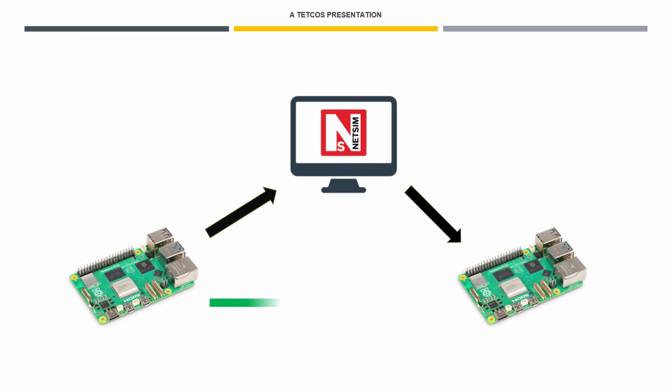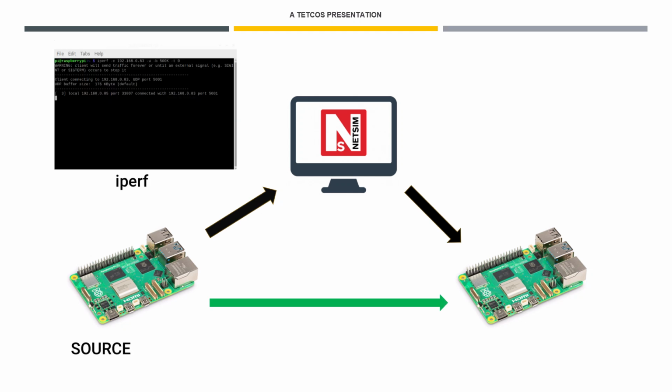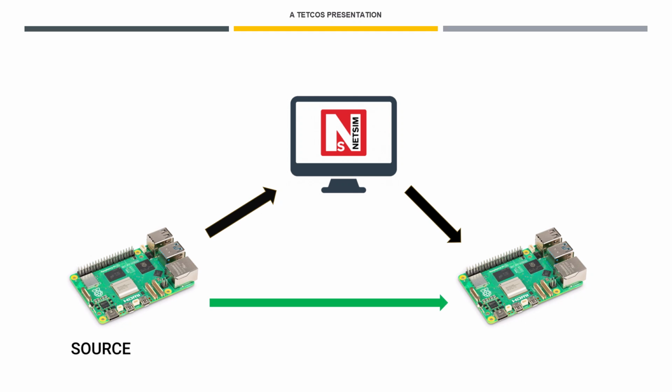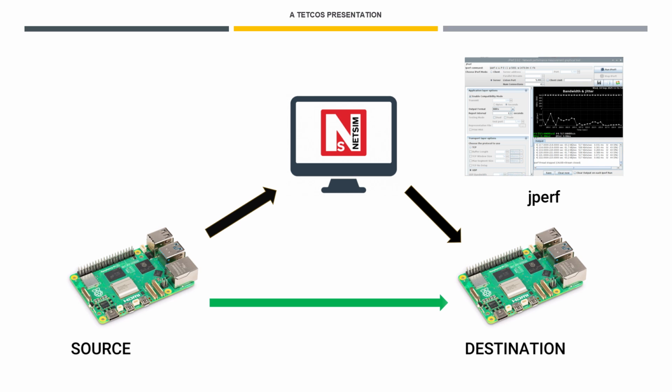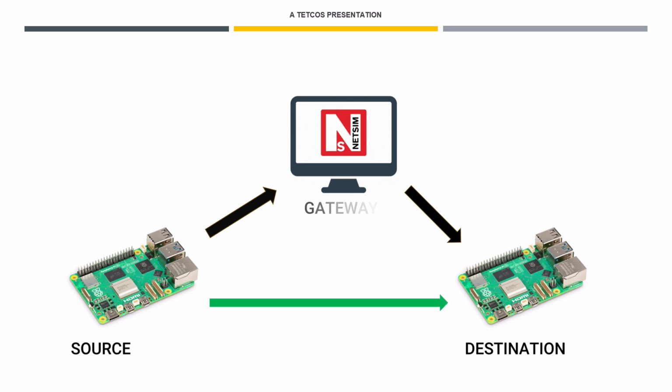For this setup, we use three systems. The first Raspberry Pi acts as the source and runs iperf. The second Raspberry Pi acts as the destination and runs jperf. The third system runs NetSim and functions as the gateway.